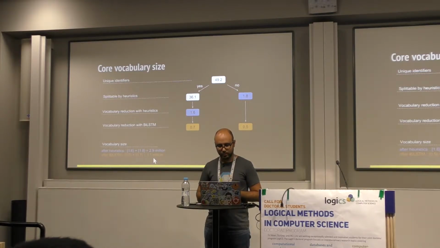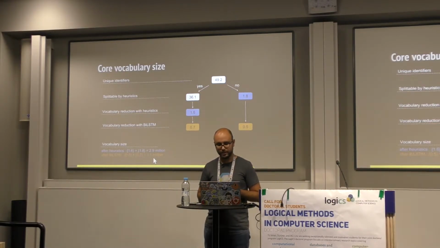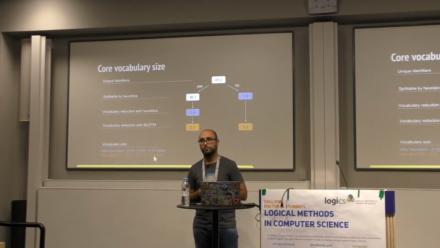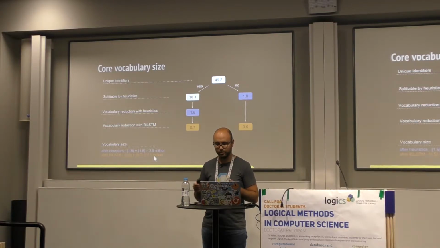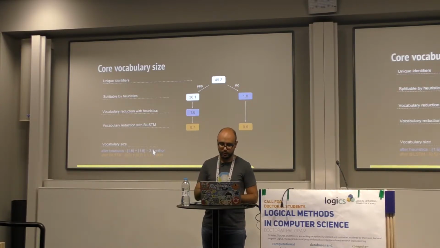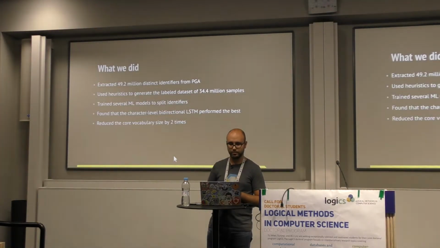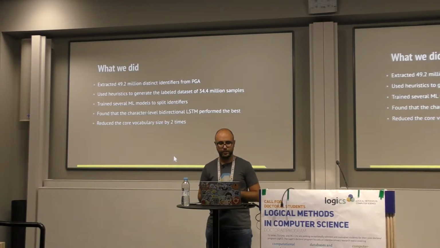And it is very important because we embed identifiers using an explicit co-occurrence matrix-based embedding algorithm, and it scales with the vocabulary size, and it is able to process 1 million in, let's say, a sane amount of time, a few days, but 3 million would take us a month, and unfortunately that isn't possible. So to summarize, we extracted a data set of 49 million distinct identifiers from PGA.